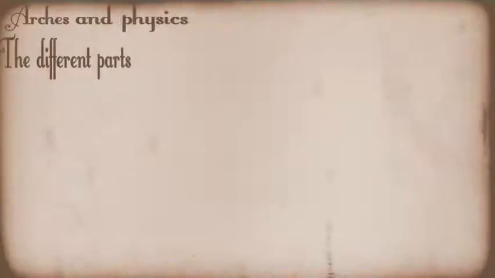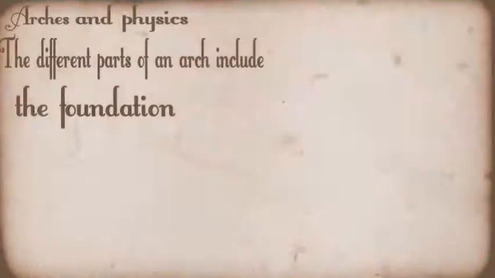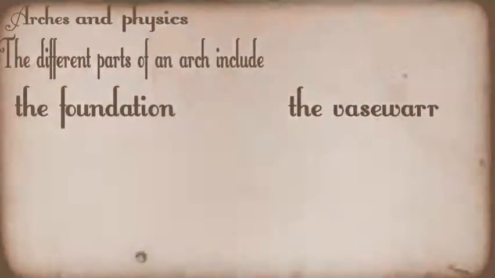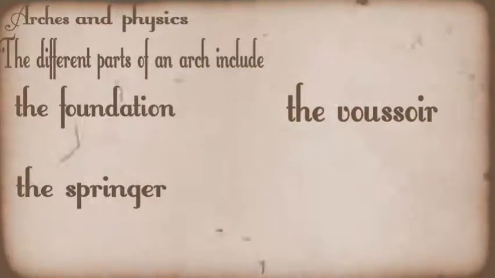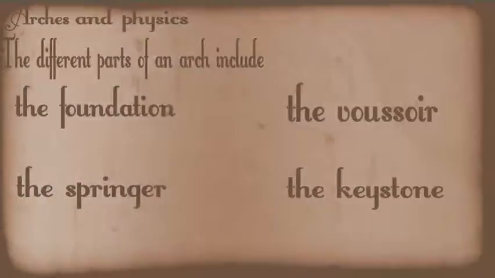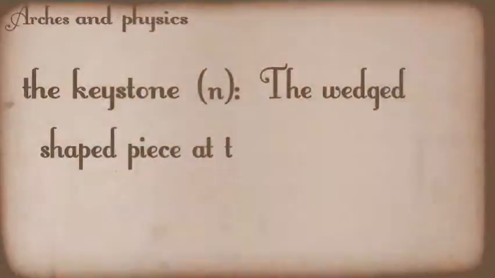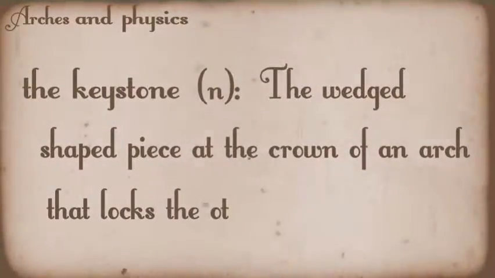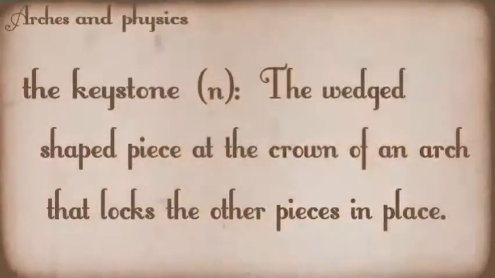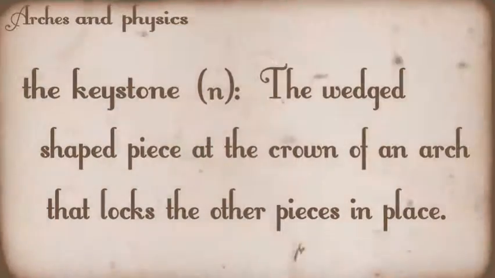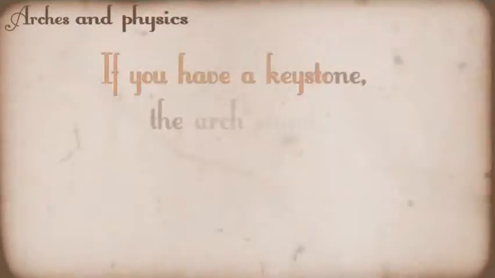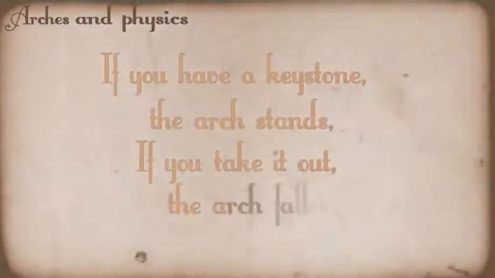The different parts of an arch include the foundation, springer, and the keystone. All of these parts are needed to make an arch, but the most important part is the keystone, which I've mentioned earlier. The keystone is the wedge-shaped piece at the crown of an arch that locks the other pieces in place. As it is defined in Webster's Dictionary, to put it plainly, if you have the keystone, the arch stands. If you take it out, the arch falls.